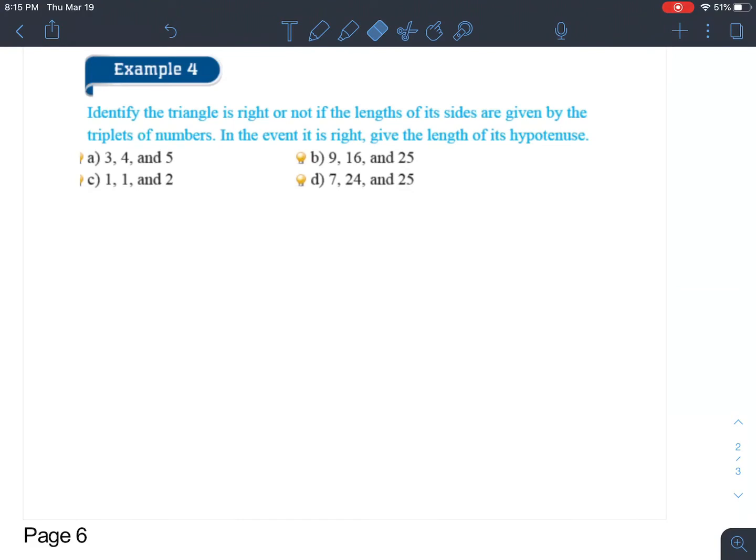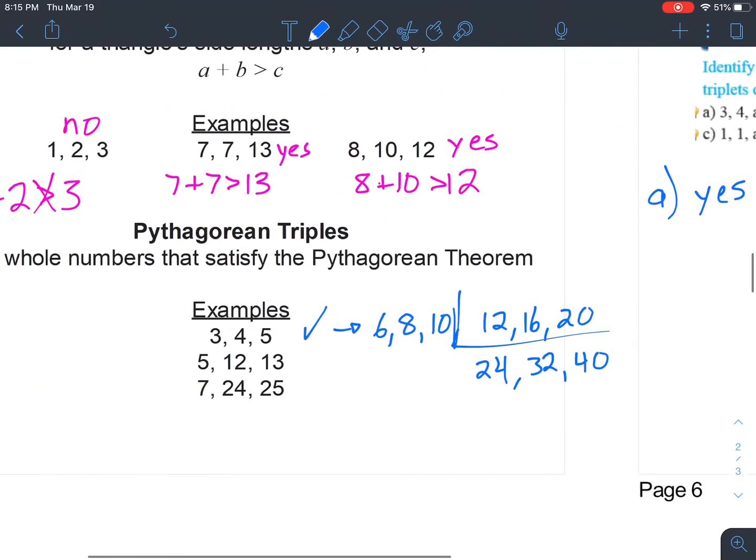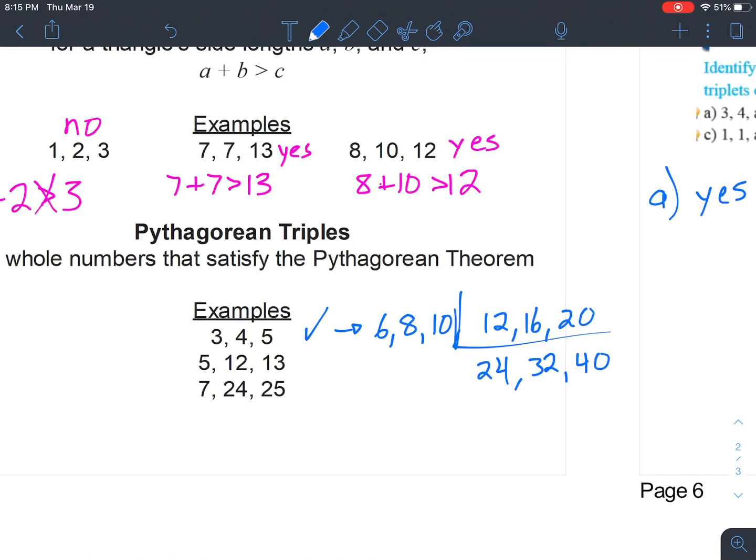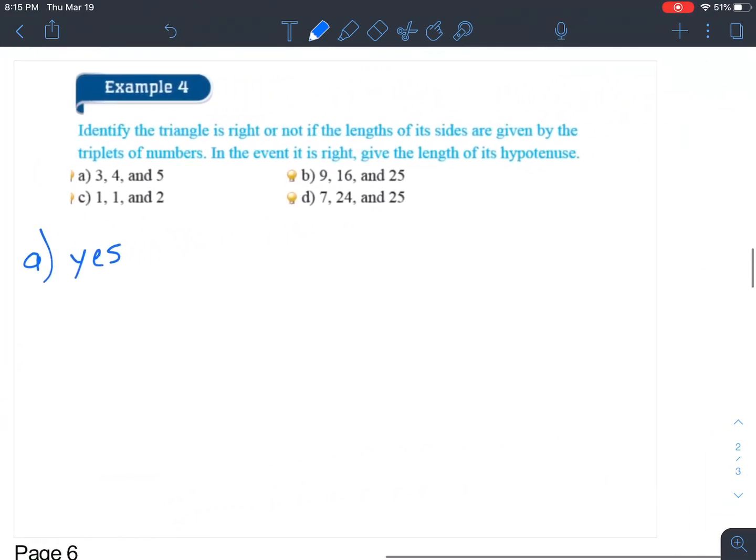So, for example 4 then, we are supposed to identify if these can make a right triangle or not. And if so, we're supposed to identify the hypotenuse. So for part A, that one's easy. That one's the Pythagorean triple, because I just showed you right here, 3, 4, 5 makes a right triangle. So the answer is yes.